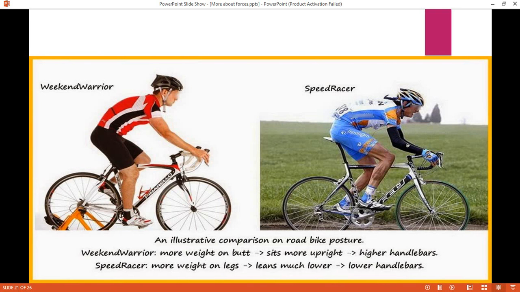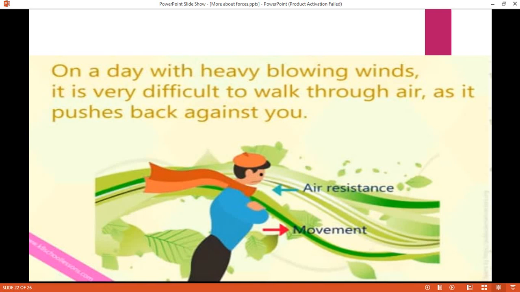Okay. On a day with heavy blowing winds, it is very difficult to walk through air as it pushes back against you. So, this is the direction of movement. This is the direction of air resistance. It's very difficult to walk through air because air pushes back against you.